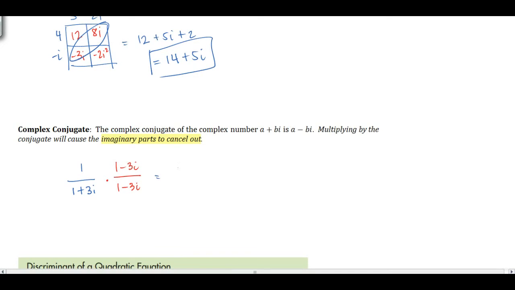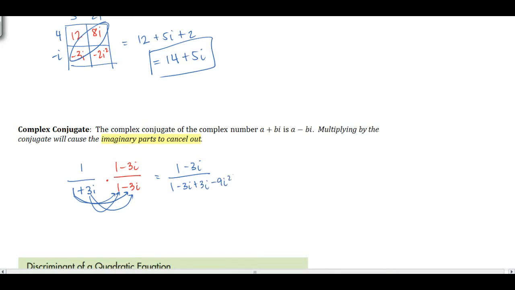But look what happens. You'll get 1 minus 3i on the top, but look at the bottom as I foil this out. Now, I did box before, so I'll foil this time. You get 1, you get minus 3i, then right behind it plus 3i, and then right behind that you get minus 9i squared.